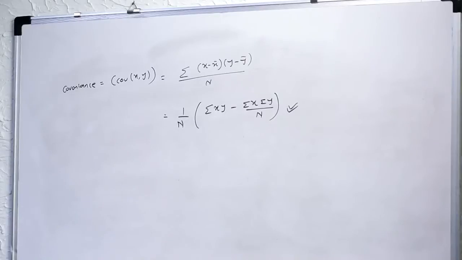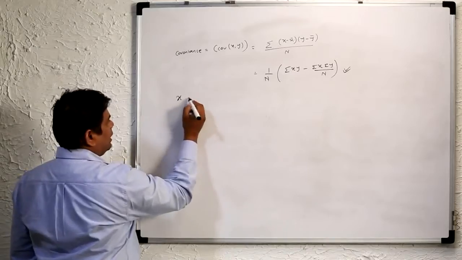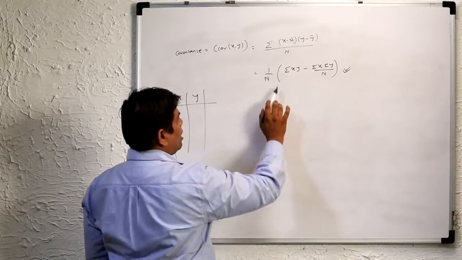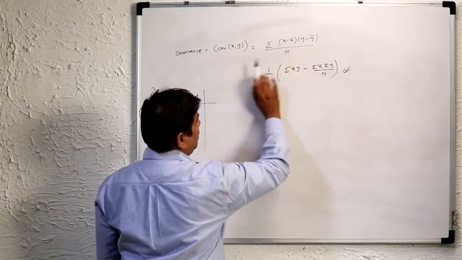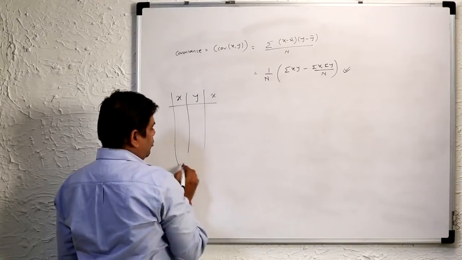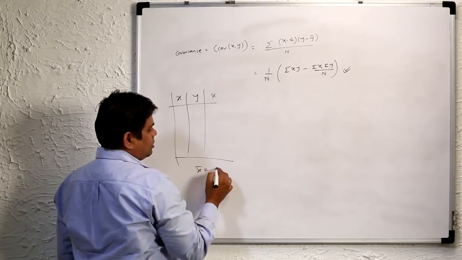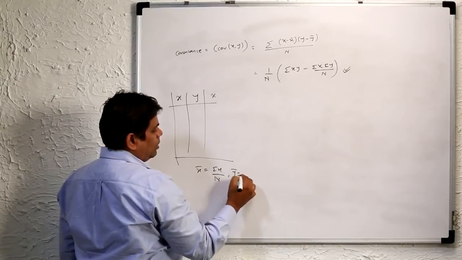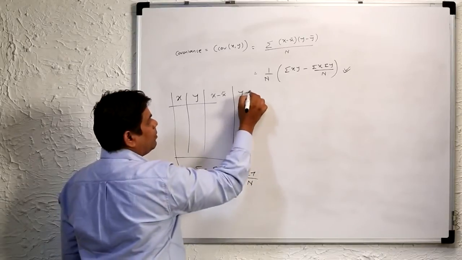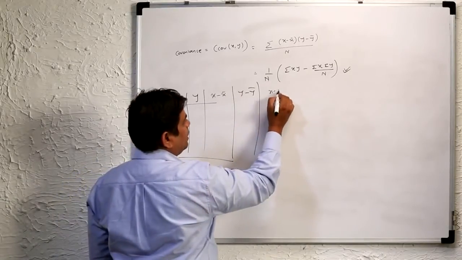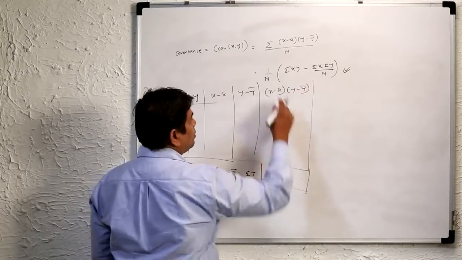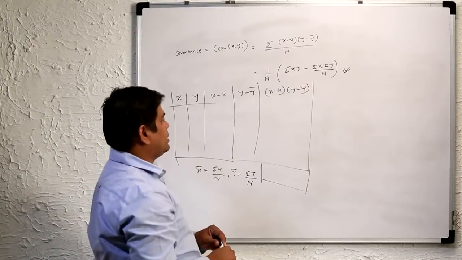Now let us see how we are going to use this. You have been given data on x and y. If you are using the first formula, then you need to find x bar first, which is summation x over n, and y bar, summation y over n. Then you need another column, x minus x bar, y minus y bar, then the product of x minus x bar into y minus y bar, and at the end you get the summation of x minus x bar into y minus y bar divided by n.